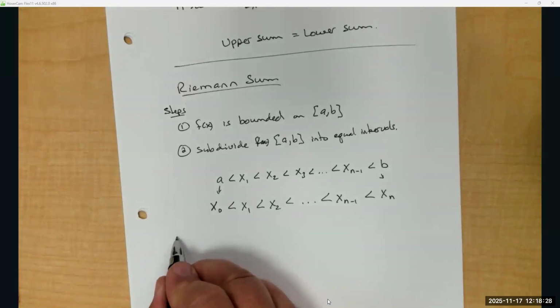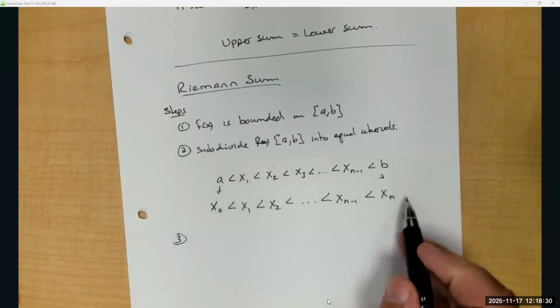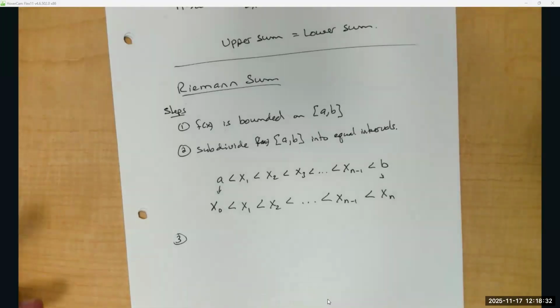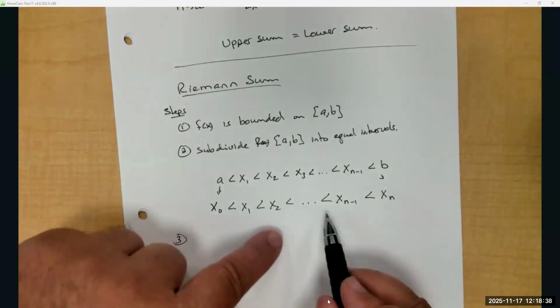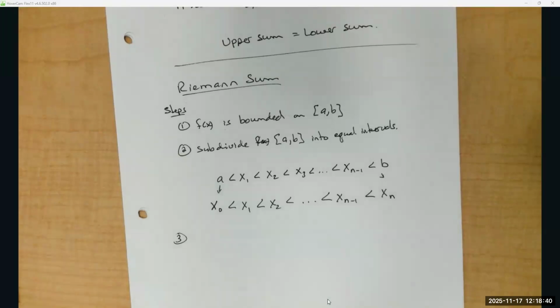Third step. So we have n sub-intervals where each interval is like from 0 to 1, 1 to 2, 2 to 3, 3 to 4. That's each interval. So that way we can pick whether we do the upper or lower sums.